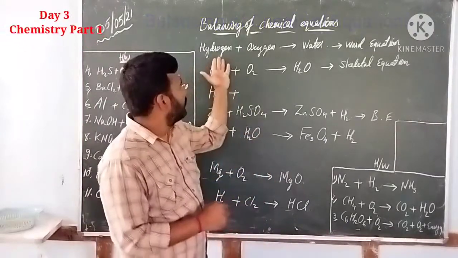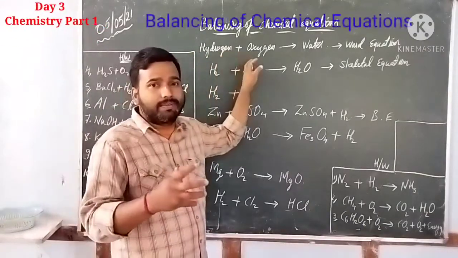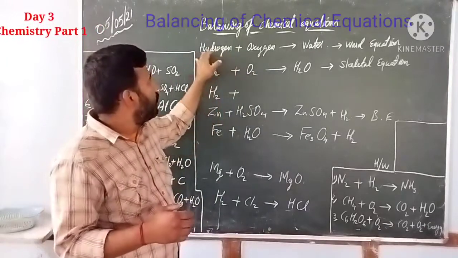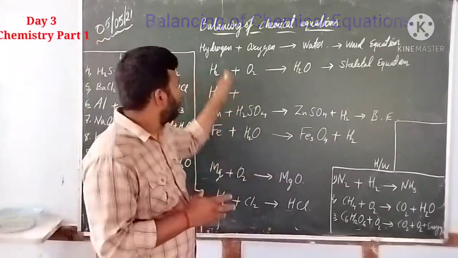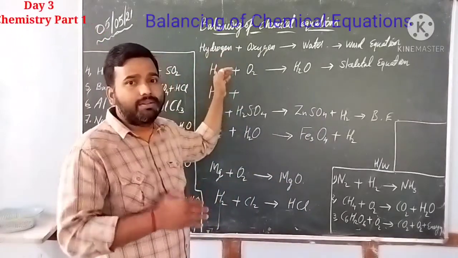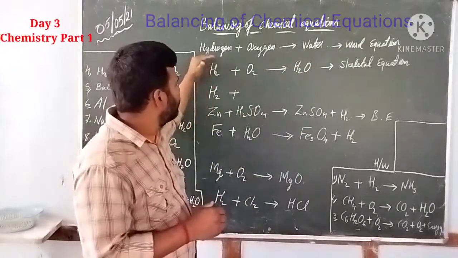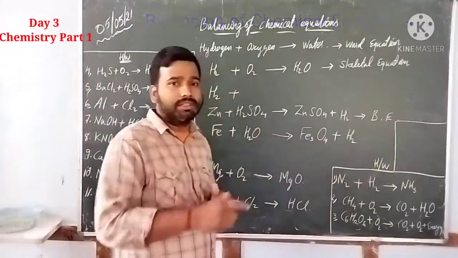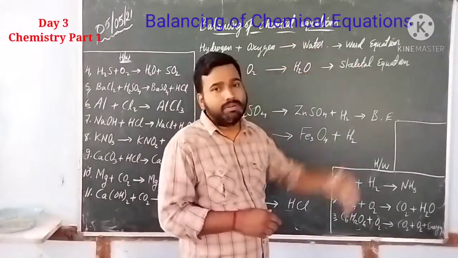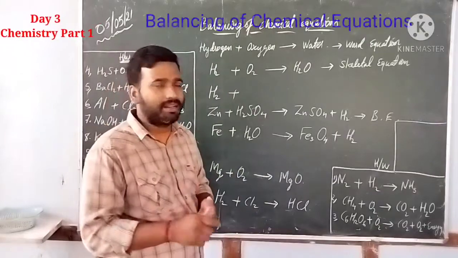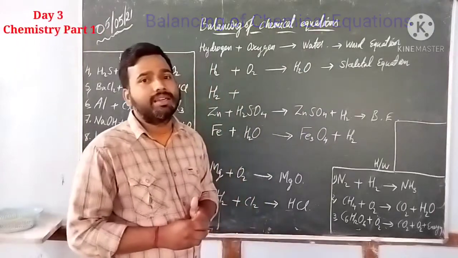First of all, suppose we look at the formation of water. What are the reactants that take part in the formation of water? One is hydrogen and the other is oxygen. We can represent this using a word equation. It can be represented in the form of words, using the exact names of the elements or the compounds formed as a result of the chemical reaction. In this way we can represent a chemical equation.